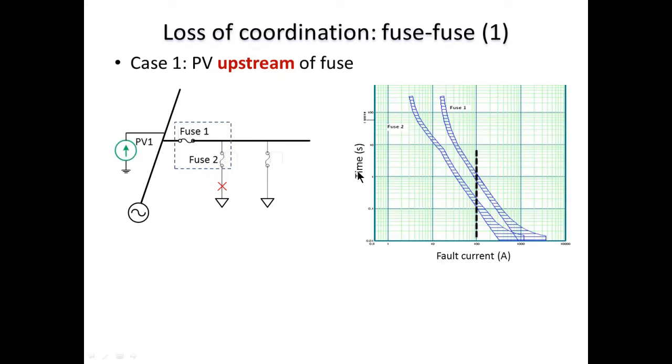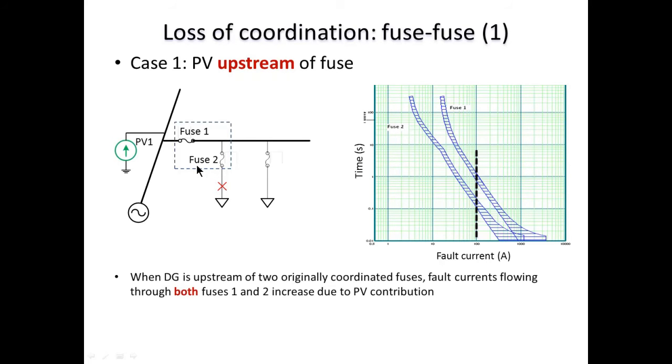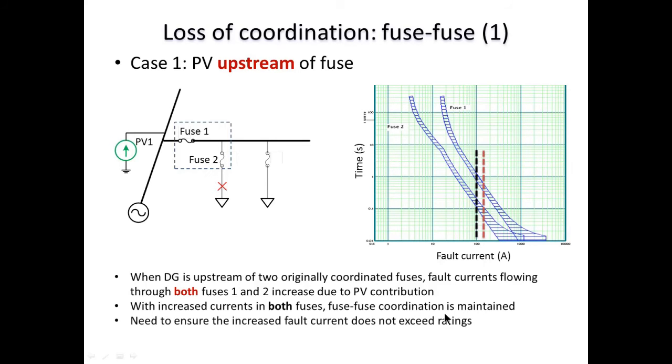The first one is when the PV is upstream of the two coordinated fuses, and in that case the fault current from the DG from this PV flows through both the fuses, and it increases the fault current seen by both the fuses. Looking at the TCC plots, the increased current from 1000 amperes to, let's say, 1200 amperes flows through both the fuses. So clearly fuse 2 still clears much earlier than fuse 1. Therefore coordination is maintained. This is true for any PV upstream of fuse cases where fuse-to-fuse coordination will continue to be maintained.